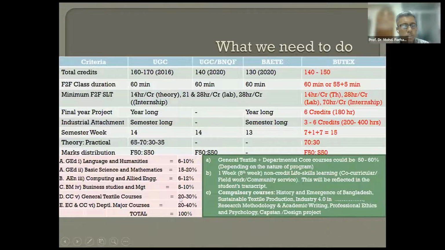General textile courses, which are common for all departments, are 20 to 30% based on the nature of the program. And the departmental major courses are 20 to 40% based on the nature of the program. In total, these two will not be more than 60%. And some compulsory courses we also offer: the history and emergence of Bangladesh, sustainable textile production and industry, 4IR in textile industry, research methodology, academic writing, professional ethics and psychology, and design project. These are also incorporated in our OBE curriculum.